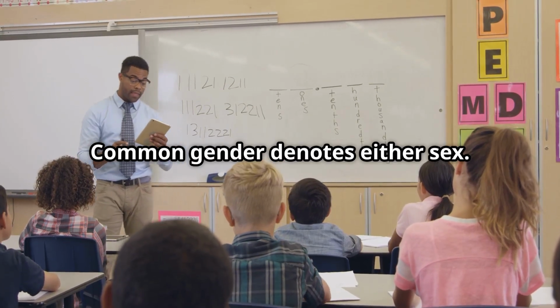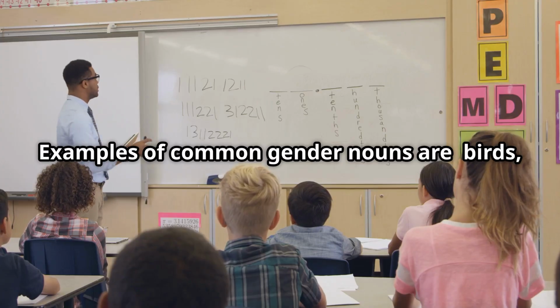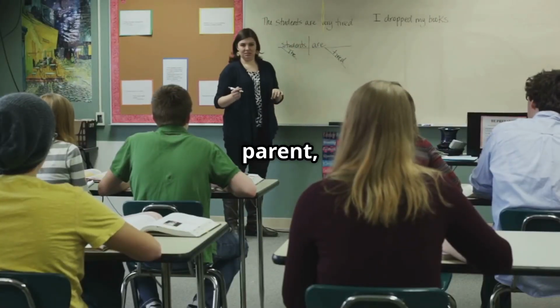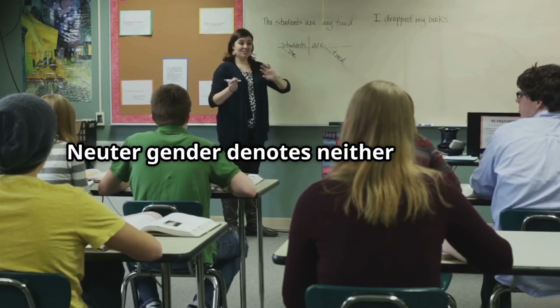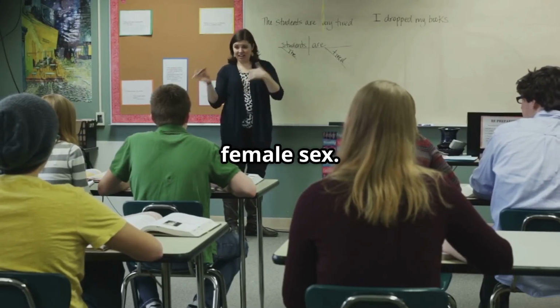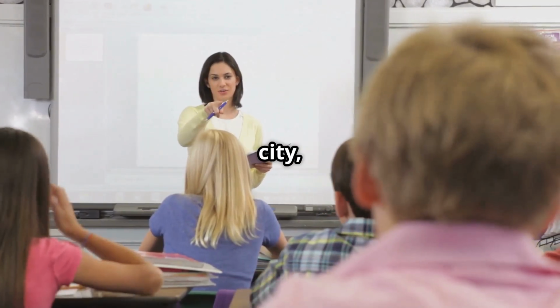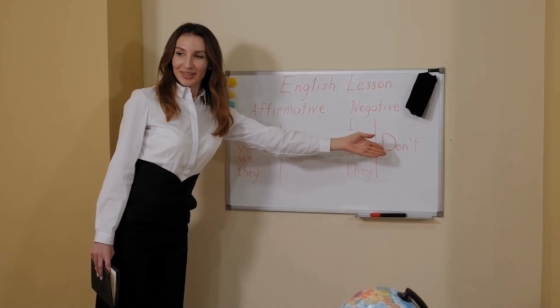Common gender denotes either sex. Examples of common gender nouns are birds, cattle, children, citizens, driver, friend, lawyer, neighbor, parent, relative, singer, and worker. Neuter gender denotes neither male nor female sex. Examples of neuter gender nouns are as follows: books, cabinet, city, desk, house, ink, lamp, pen, river, tree.